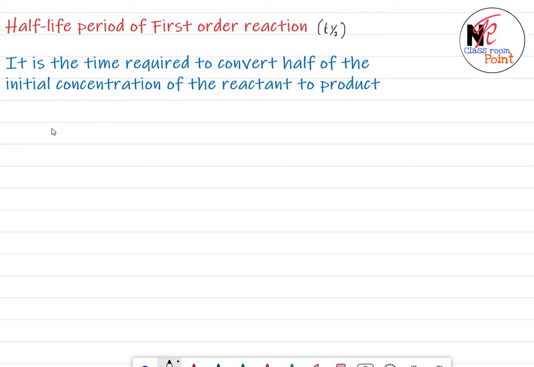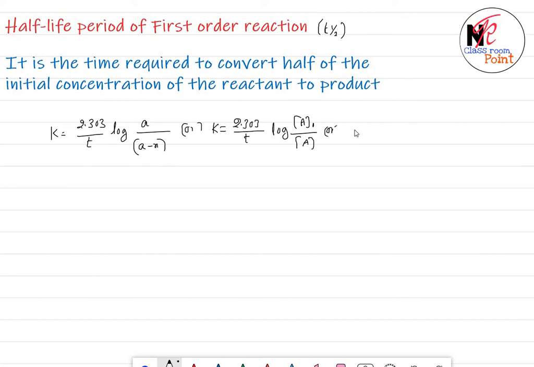Now let us take the first order rate equation for the rate constant formula: K equals 2.303 divided by T into log of initial concentration A divided by final concentration A minus X. You can take other forms also, like this: K equals 2.303 by T into log of concentration of A naught divided by concentration of A. Or K equals 2.303 by T into log of initial concentration C naught by final concentration Ct, or in this place you can take the R naught, and in this place you can take the R. It is up to us. Whatever it may be, the meaning is the same.